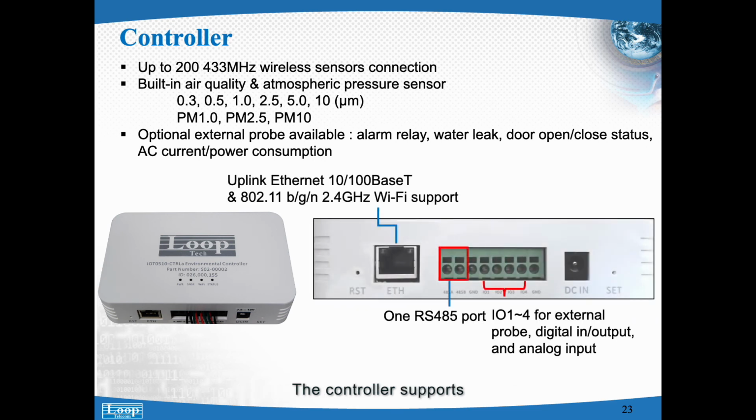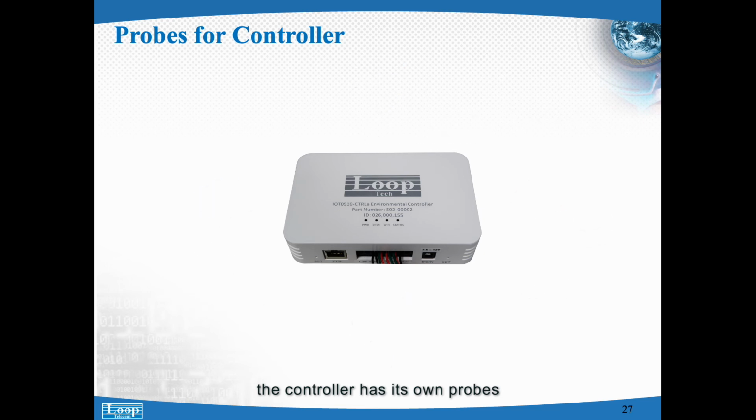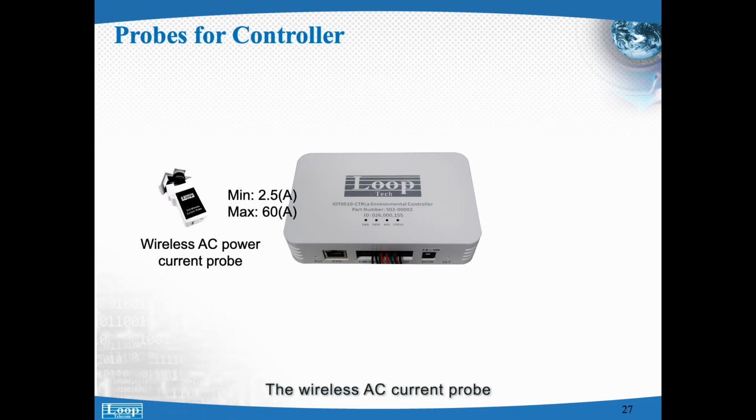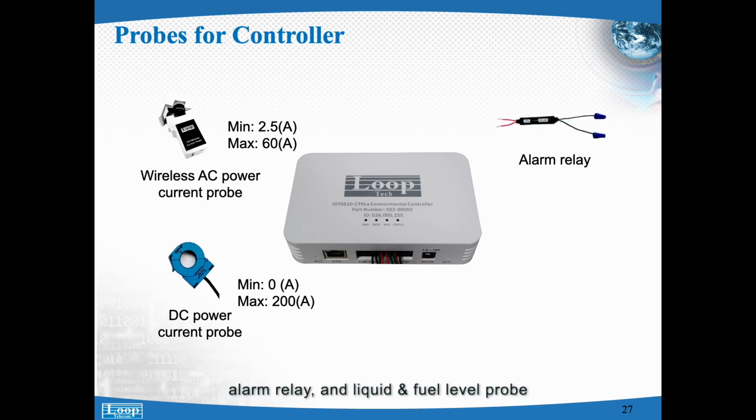The controller supports 10/100 Base-T uplink Ethernet, and 2.4 GHz Wi-Fi connection. Except for supporting these probes introduced in wireless sensor, the controller has its own probes: the wireless AC current probe, DC power current probe, alarm relay and liquid and fuel level probe.